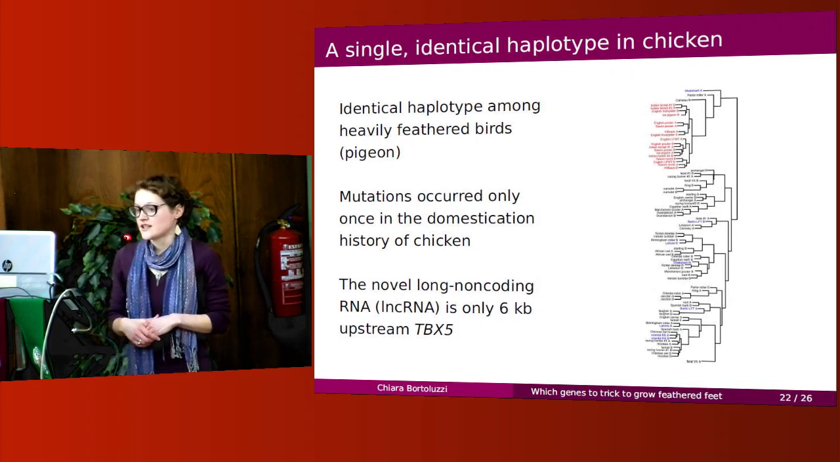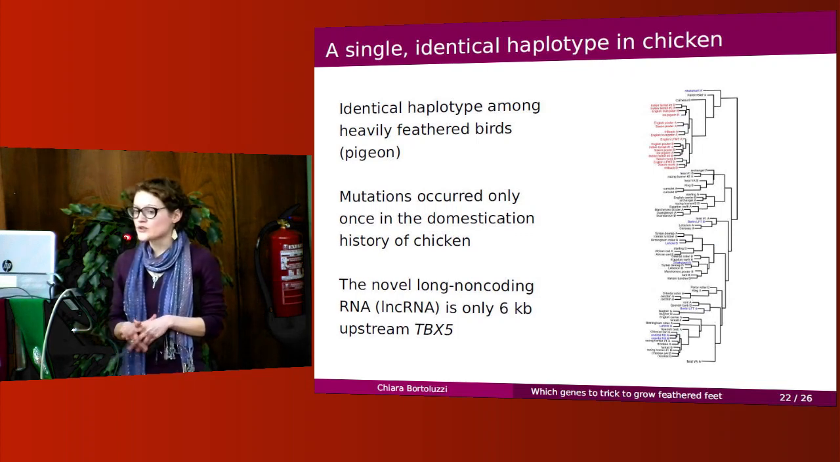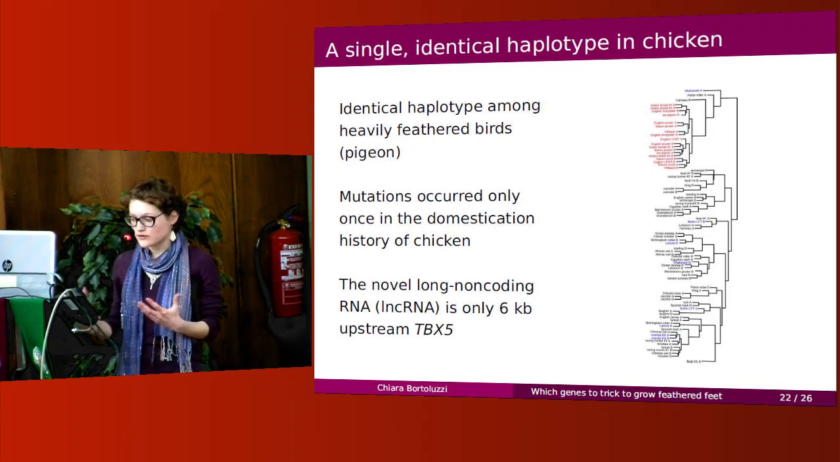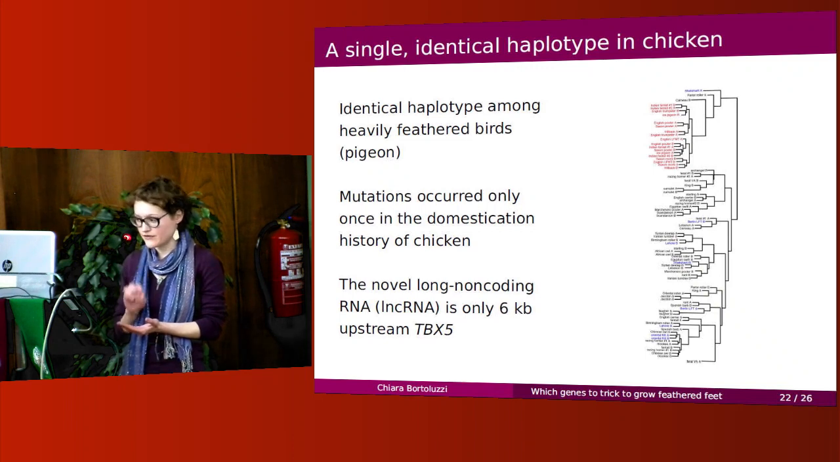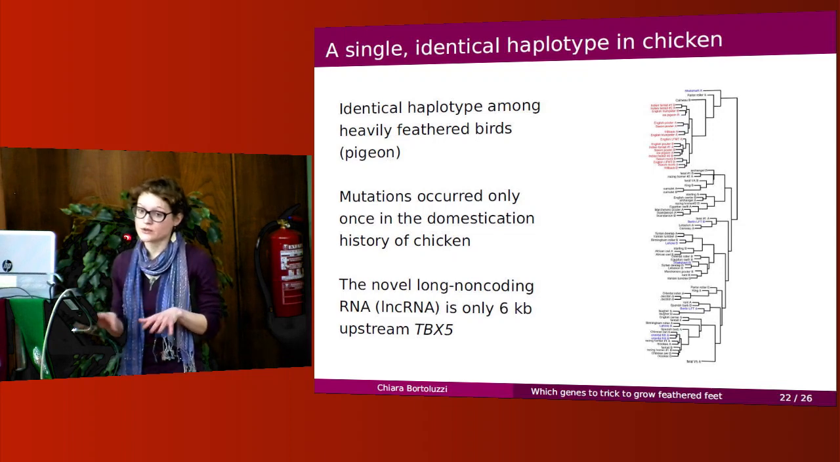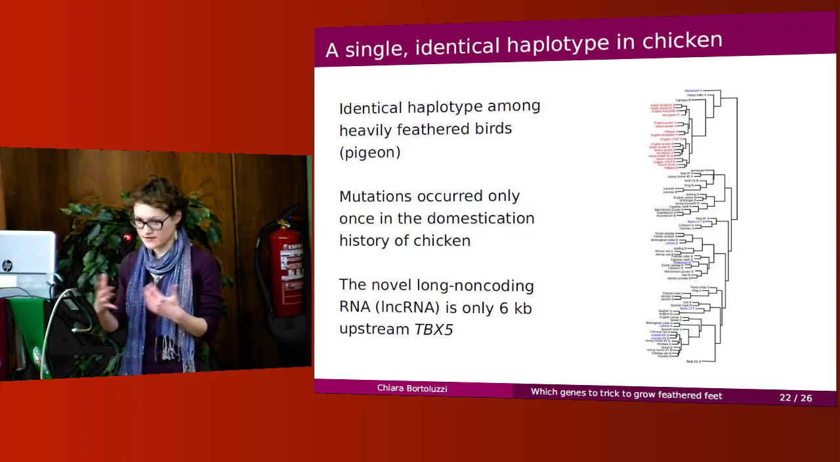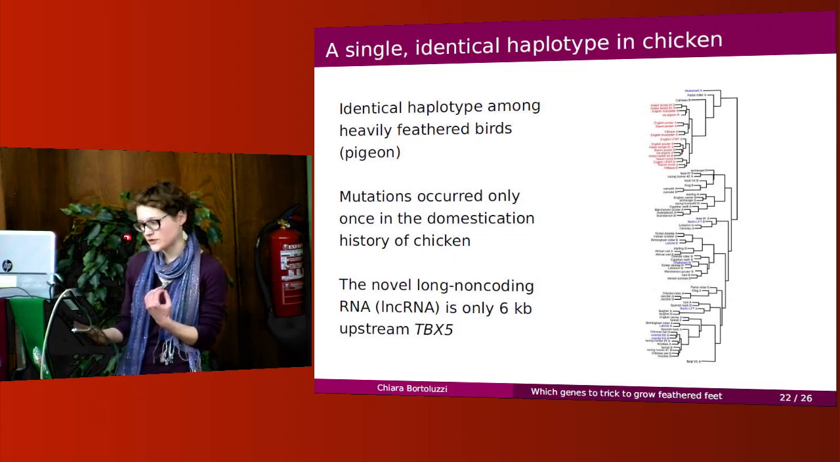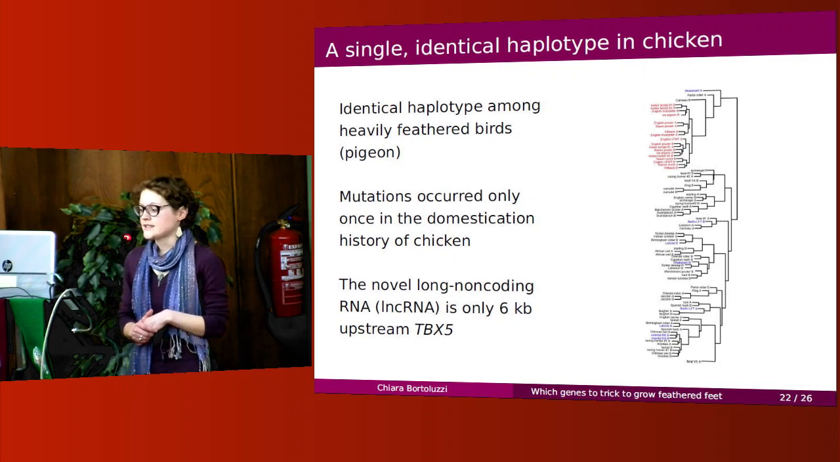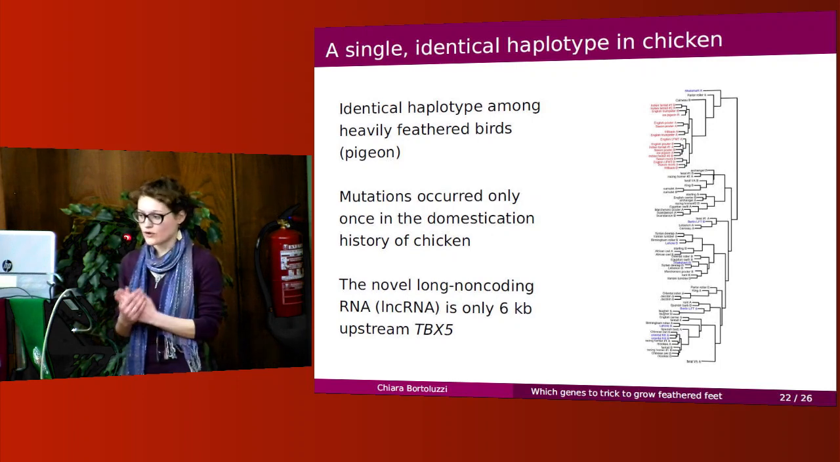Another interesting thing is that for the haplotype that we observe, also in pigeon they observe a very similar haplotype patterning, and specifically they observe that individuals that have mostly heavy feather development show the same haplotype. Whereas in our case, all the individuals, independently of the type and variation in terms of feather development, had the same haplotype. So here we have a little bit of differences compared to pigeon. And as I already mentioned, the mutations have occurred only once in the domestication history of chicken.